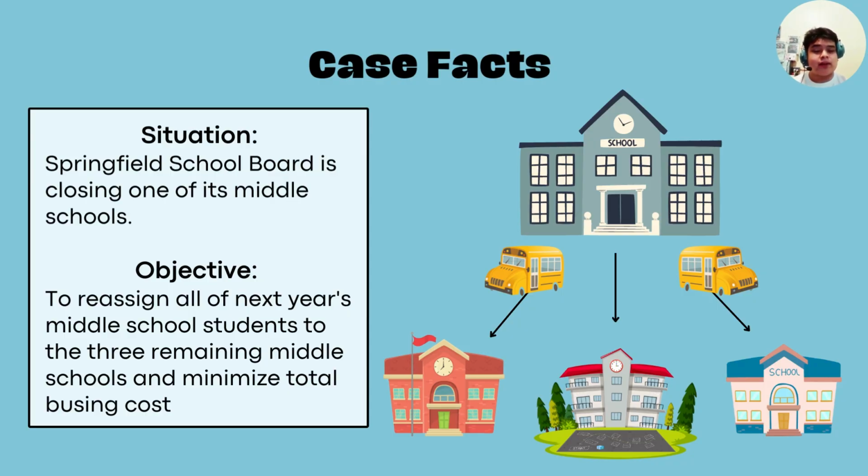The Springfield School Board has made a decision to close one of its middle schools, 6th, 7th, and 8th grades, at the end of the school year and reassign all of next year's middle school students to the three remaining middle schools. The school district provides busing for all middle school students who must travel more than approximately a mile, so the school board wants to plan for reassigning these students, but will minimize the total busing cost. Basically, the problem is to reassign the students to the three schools.